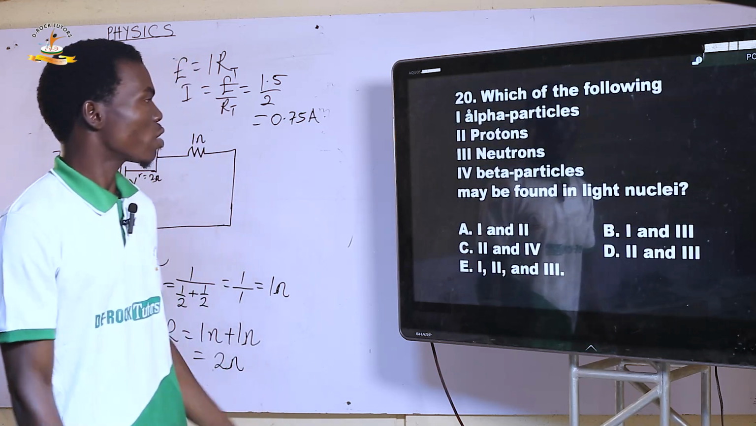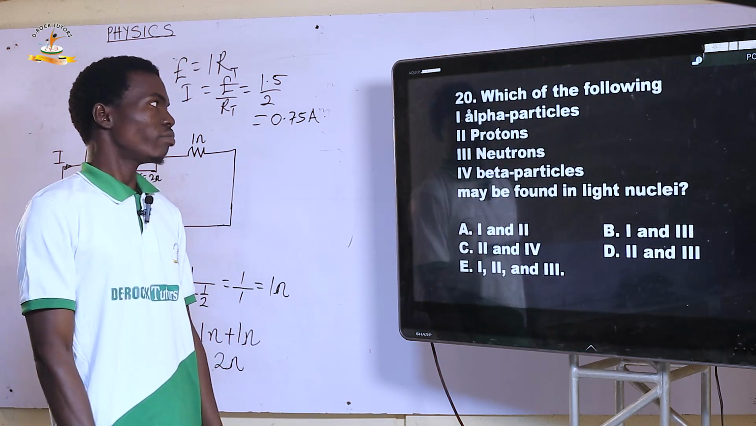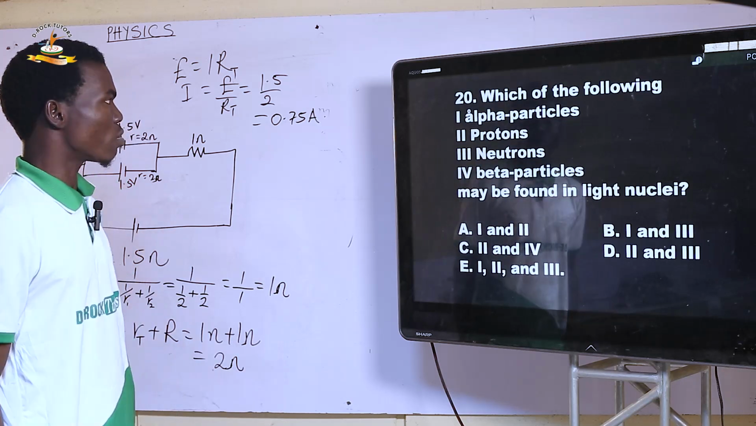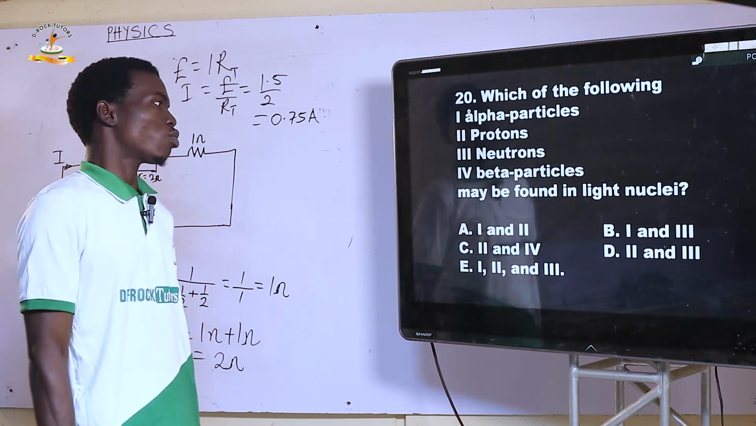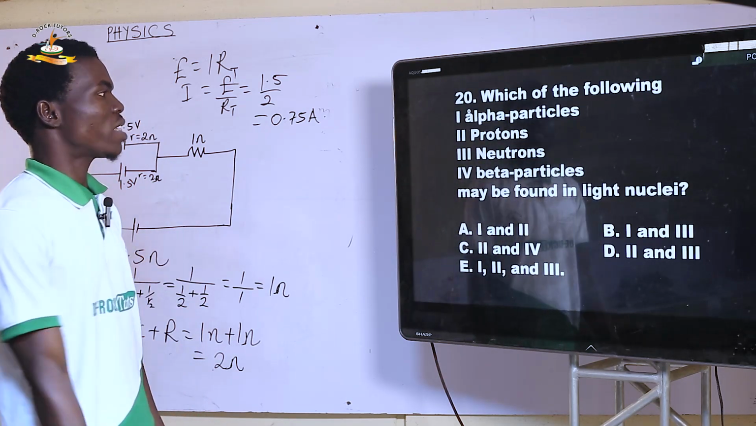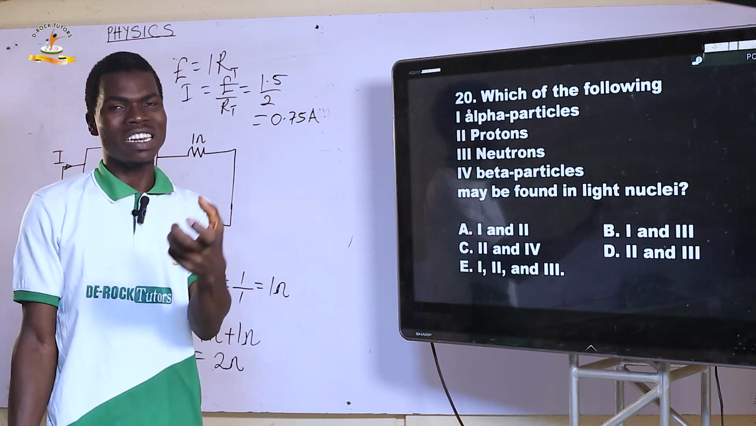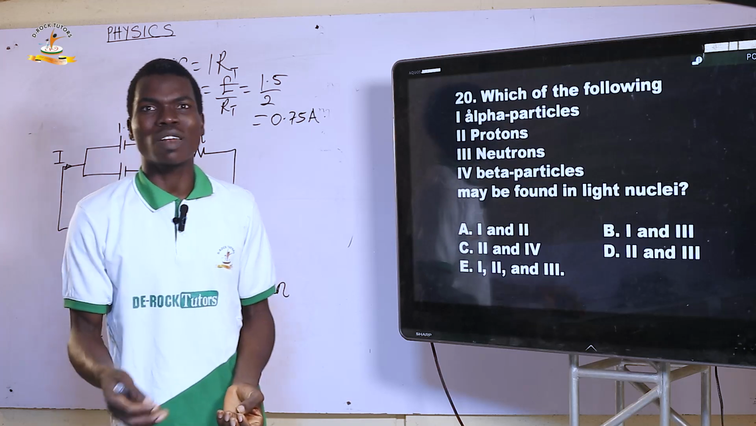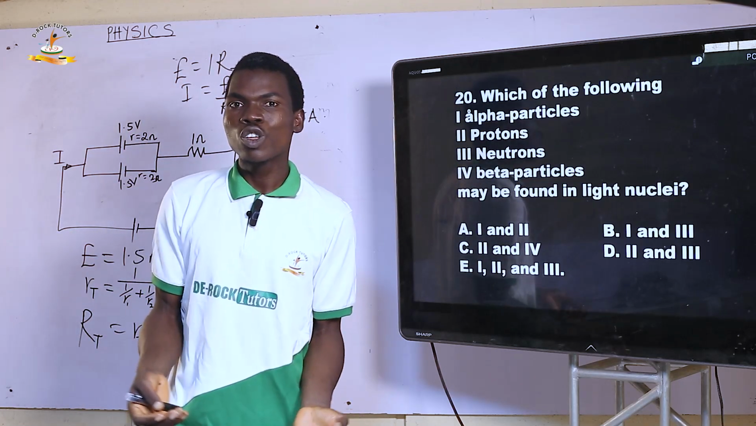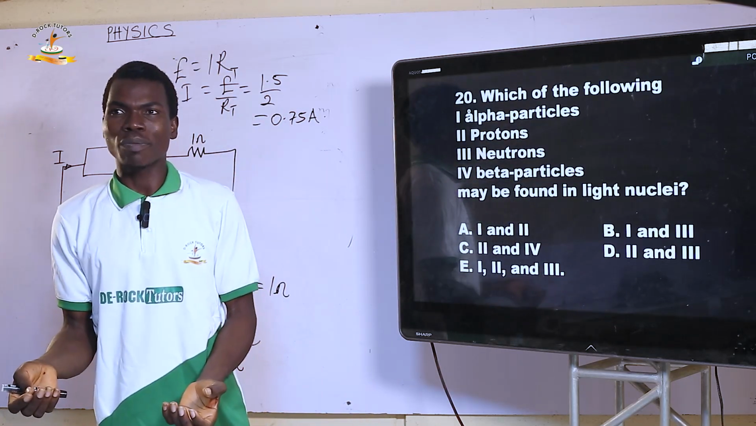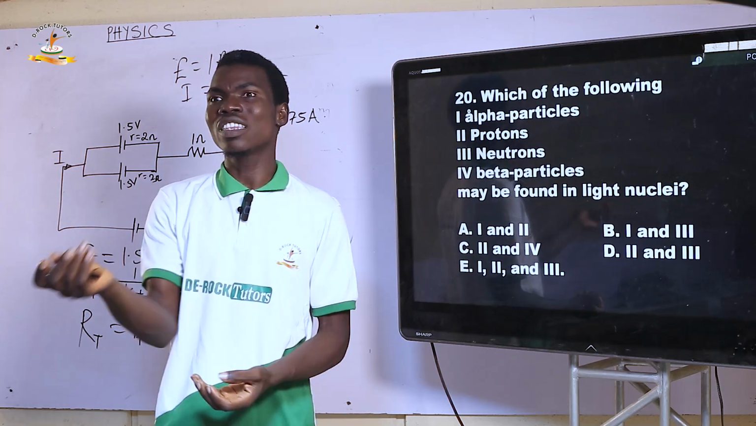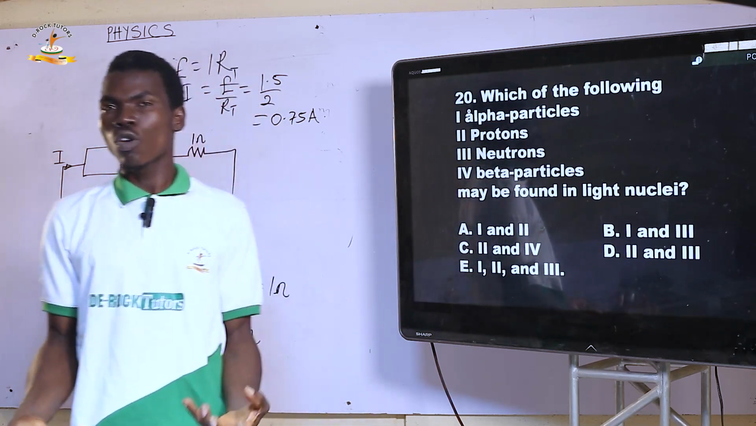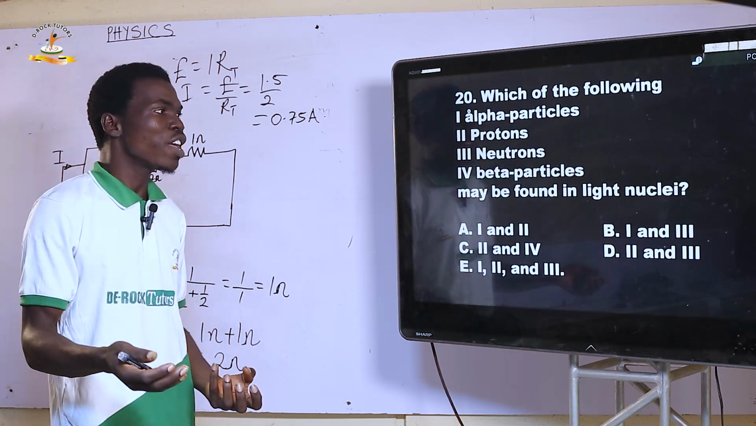Next one. Question 20. Which of the following? The first statement says alpha particles. Second statement says protons. Third statement says neutrons. Fourth statement says beta particles may be found in light nuclei. What are light nuclei? Light nuclei are just nuclei that are not heavy. For instance, your oxygen, your nitrogen, your hydrogen, they are light nuclei. But when we say heavy nuclei, we mean cobalt, uranium, thorium. So they are heavy nuclei.